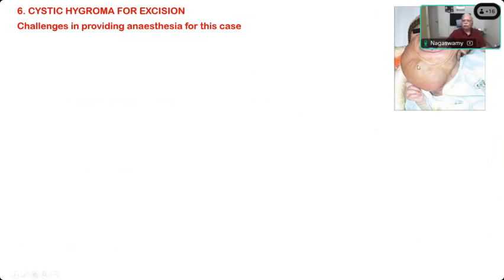What are you seeing here? A lot of blood vessels, bleeding and bleeding. So tortuous vessels, there can be a lot of bleeding, and in such a small, tiny child with so much bleeding, what can happen? Hypovolemia cannot be tolerated.